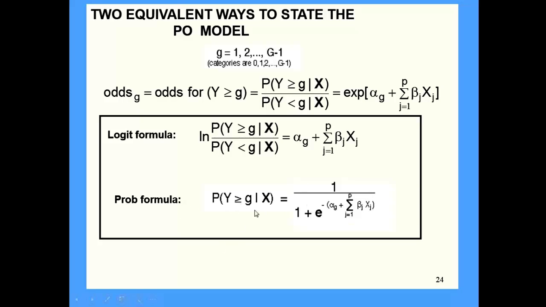This was the formula I showed you down here at the bottom of this screen, right? The probability that y is greater than or equal to g is 1 over 1 plus e to the minus this thing, where there's the alpha sub g, but there are no g's here. Well, there's an equivalent way I can write this model, a logit formula. Remember when we talked about the logistic model? There was a way to write the probability formula, and there was a logit way to write the model, two equivalent ways of saying the same thing. Well, this is the logit formula of the model.